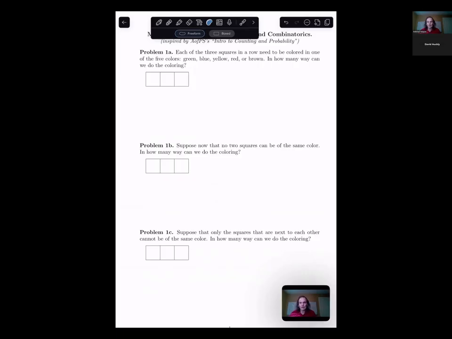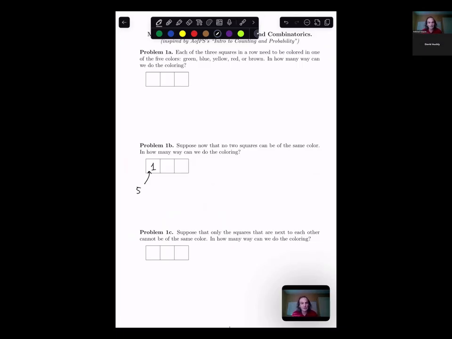However, it turns out that this can be done in a very similar way. So let's try to do it step by step now. So we first color the first box. How many different options do we have for the first box? So far there are no restrictions, right? So we have five options for the first box.